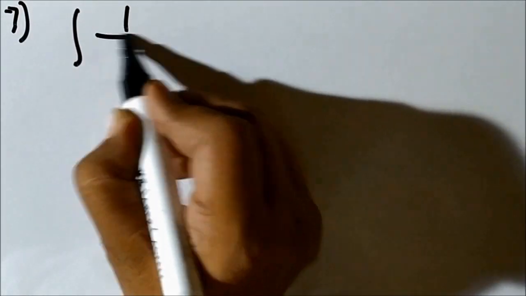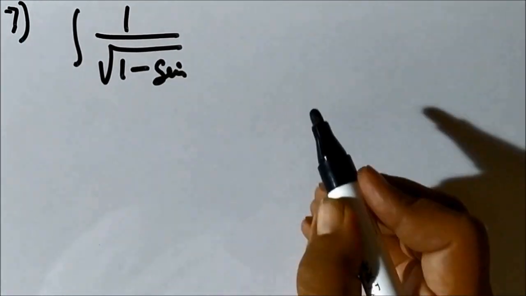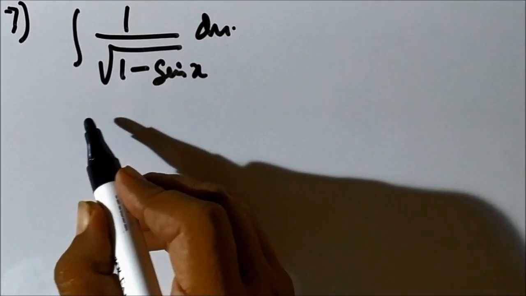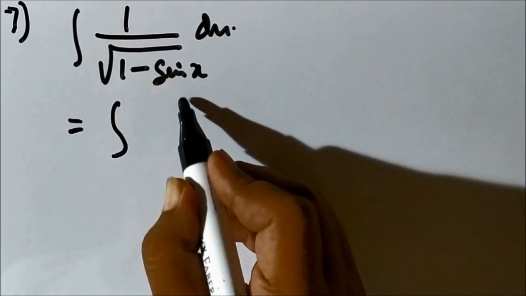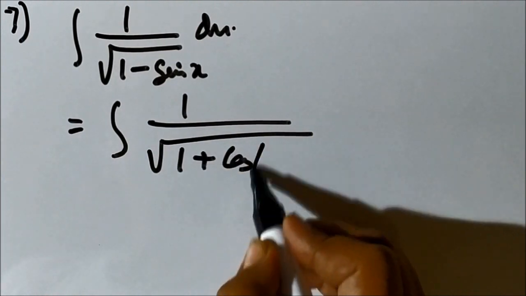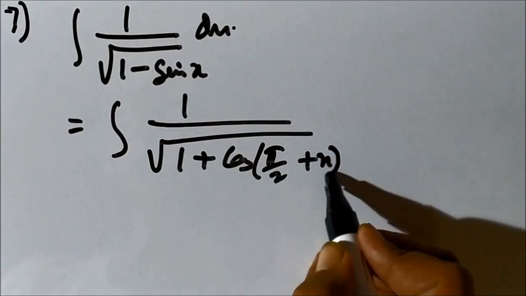Answer. Find the integration of 1 by root under 1 minus sin x dx. This is equal to the integral of 1 by root under 1 plus cos (pi by 2 plus x) dx.